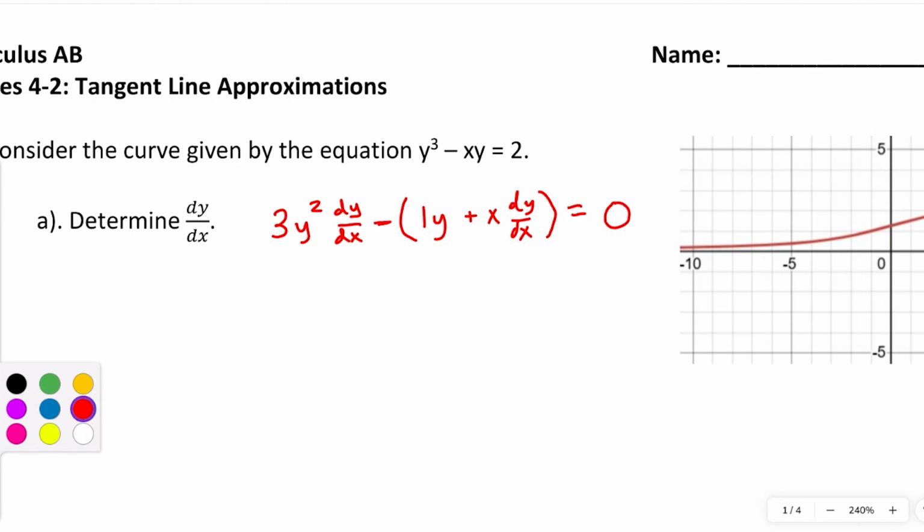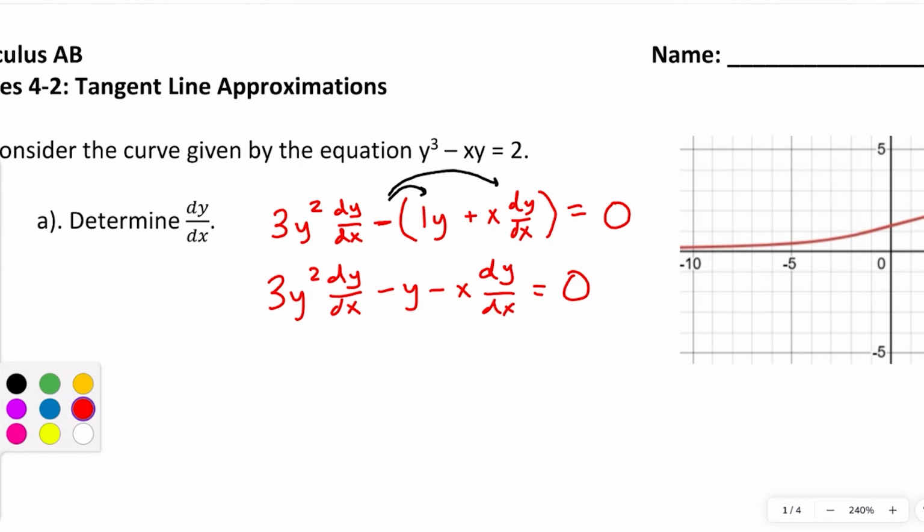Okay, so from there, I want to isolate the dy dx. I'll start by distributing this minus sign, making sure both of these are being subtracted here. That is going to be an extremely common error, to write the minus out to the front of that product rule and forget that you have to subtract both of these terms. So I really want to emphasize that so you can avoid that mistake in the future.